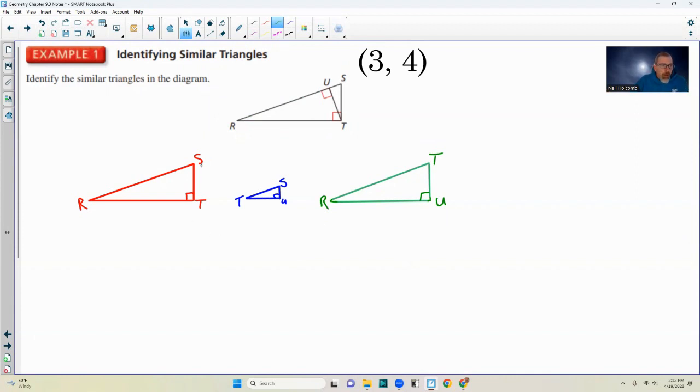Okay, so if I name the first triangle, I'd say triangle RST is similar to triangle TSU. R is my smallest angle, and here it would be triangle RTU. So RTU is similar to RST is similar to TSU. So there you have it. Those are the three similar triangles in this diagram. Now you should be able to do problem numbers 3 and 4 in your exercises.